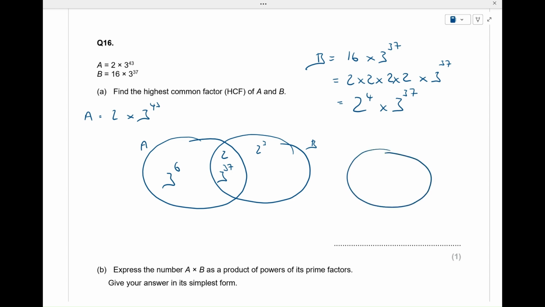The highest common factor. Remember this, have you seen this before? HCF, LCM. Highest common factor is the ones in the middle multiplied together. So it'd be 2 times 3 to the power of 37. And you could leave it like that.